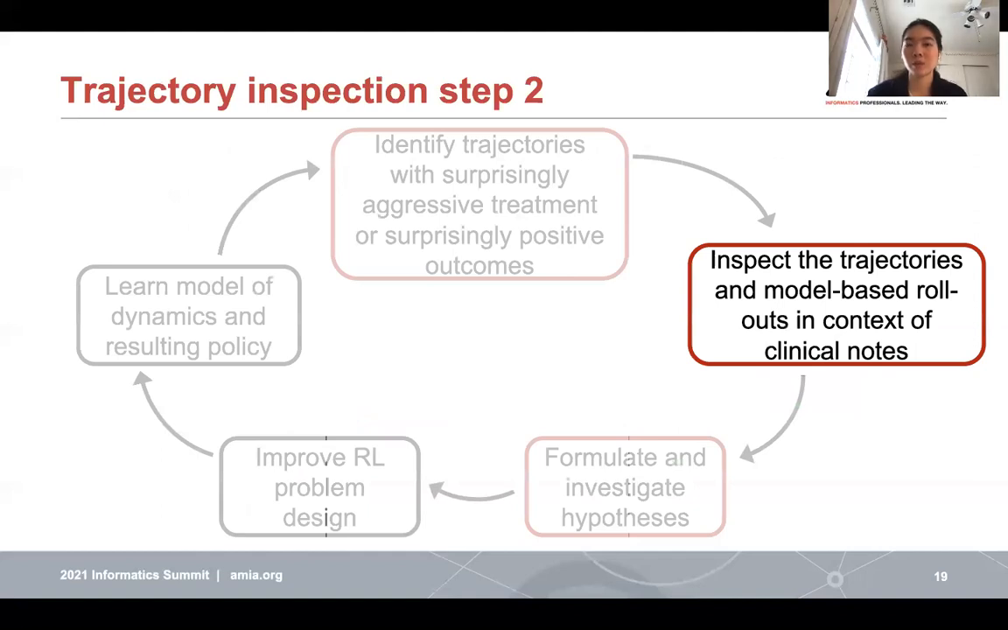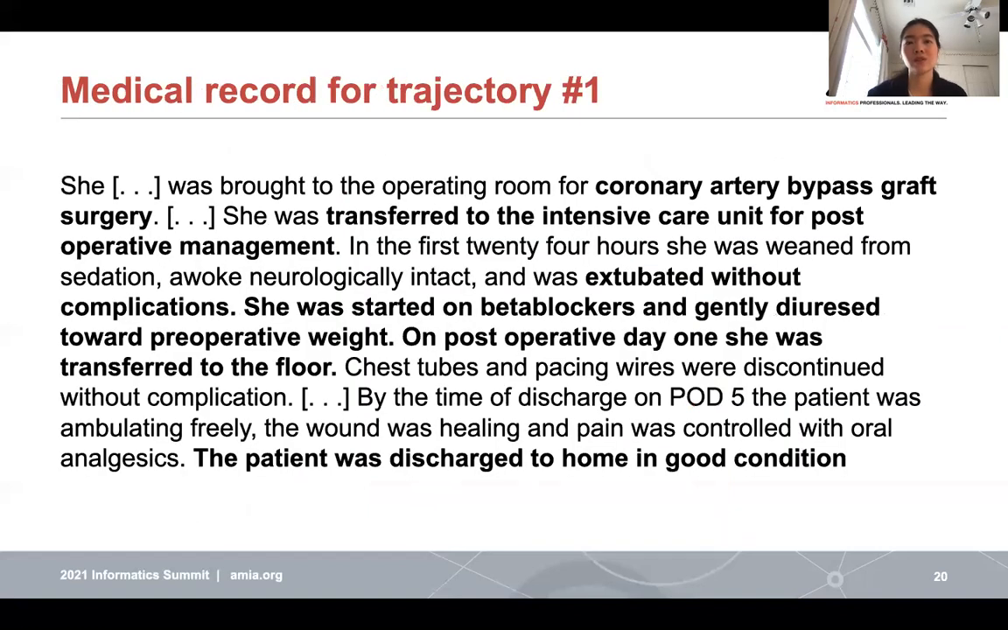Now we will look at some samples that we selected using these heuristics, starting with the context of their clinical notes. For this first patient, she was transferred to the intensive care unit following coronary artery bypass graft surgery. The patient recovered well, was extubated, was gently de-arrested, and released from the intensive care unit following the first day. And after a few more days, the patient was discharged home in good condition.